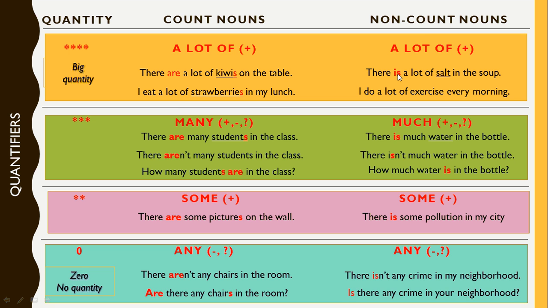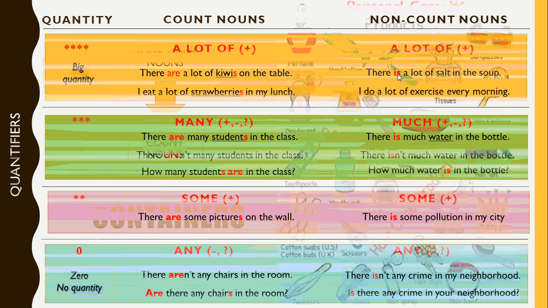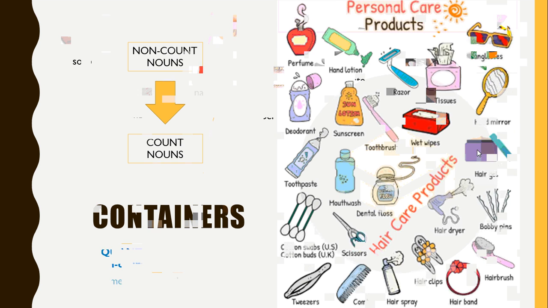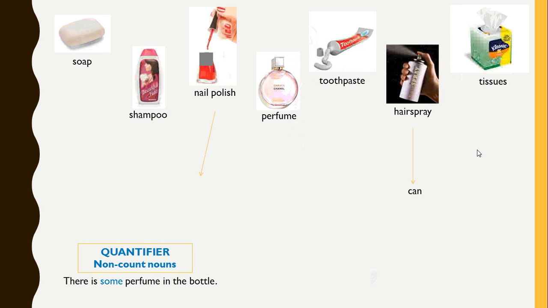Okay? Good. So here we have some vocabulary. I want to show you that non-count nouns can be transformed to count nouns using container vocabulary. So we have perfume, hand lotion, sunscreen, toothpaste that are considered non-count nouns. Mouthwash is another one. Hair gel is another one. For example, there is some perfume in the bottle.